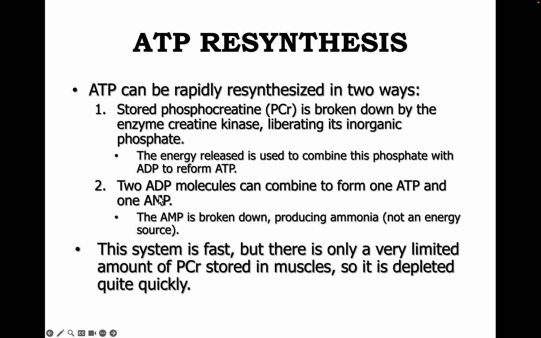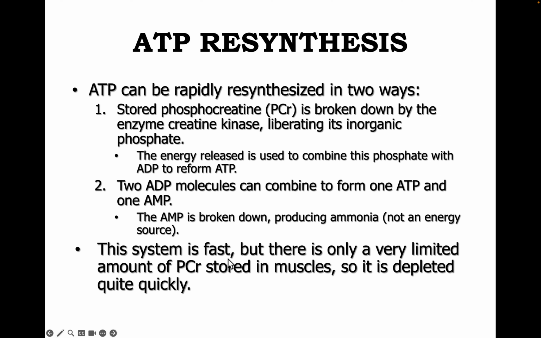And as I mentioned previously, in very extreme situations, we can take 2 ADP molecules, which have just had phosphate ions taken off from 2 previous ATP molecules, and we take off 1 phosphate ion from one of the ADP molecules to create ATP, leaving us with just AMP left over. Now the AMP is broken down to produce ammonia, which is not an energy source.